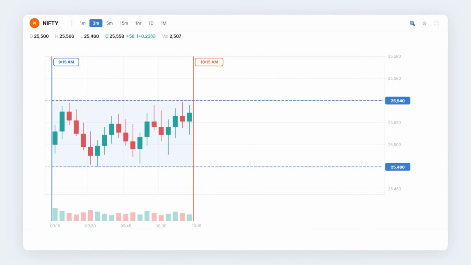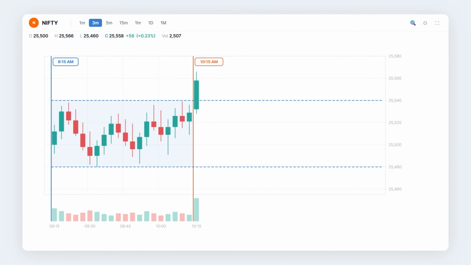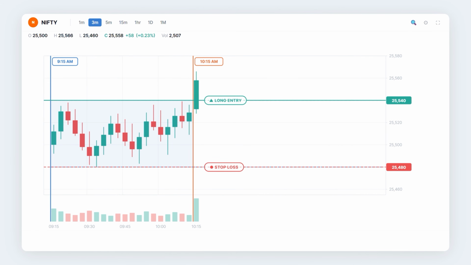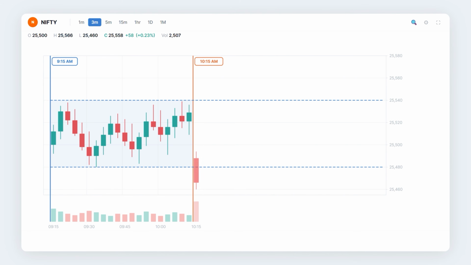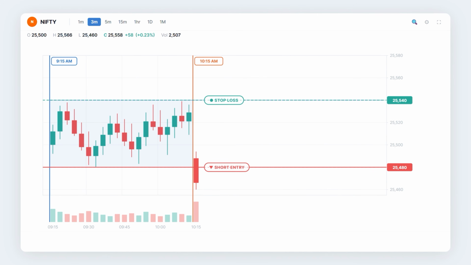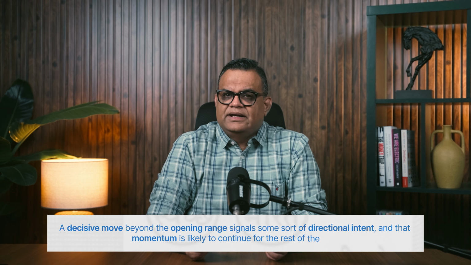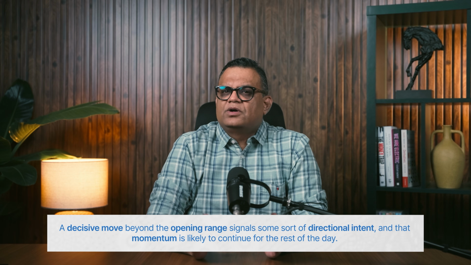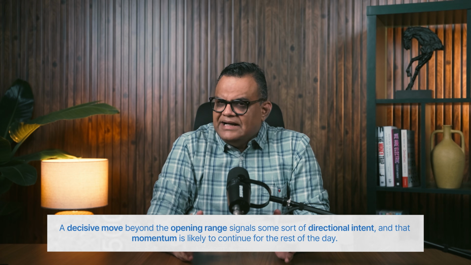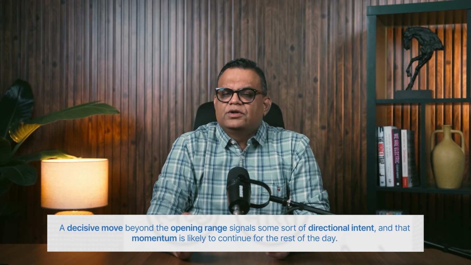From this point onwards, if the price closes above 25,540, we enter a long trade with a stop loss at 25,480. And if the price closes below 25,480, we enter a short trade with a stop loss at 25,540. The core assumption behind the trade is that a decisive move beyond the opening range signals some sort of a directional intent, and that momentum is likely to continue for the rest of the day.